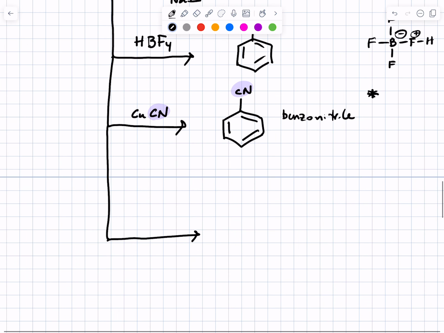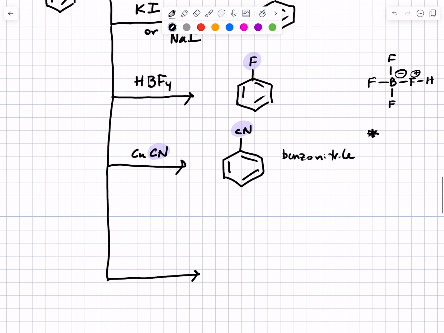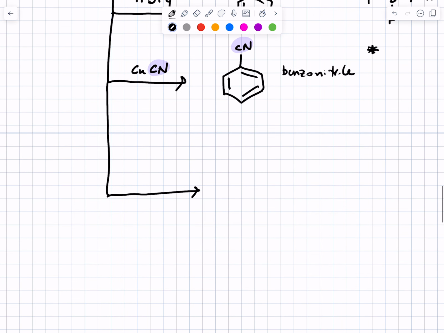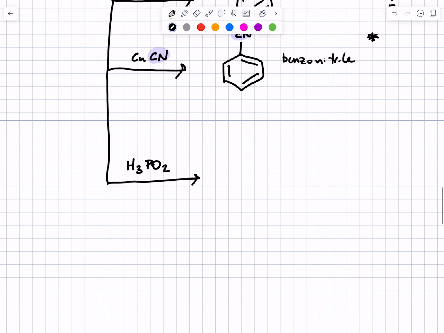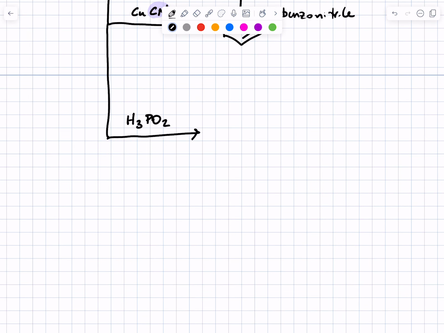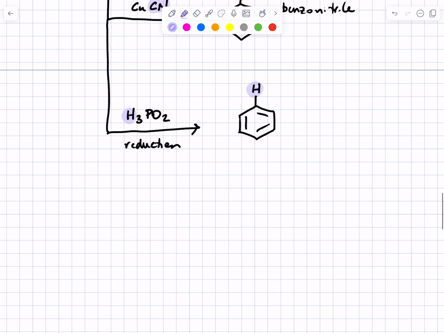This is going to be kind of like the hydrofluoroboric acid one, where we're not necessarily going to understand the mechanism. H3PO2, hypophosphorus acid. You don't need to know that name. This is weird because this is a reduction reaction. And this will actually replace the nitrogen with a hydride nucleophile from hypophosphorus acid.